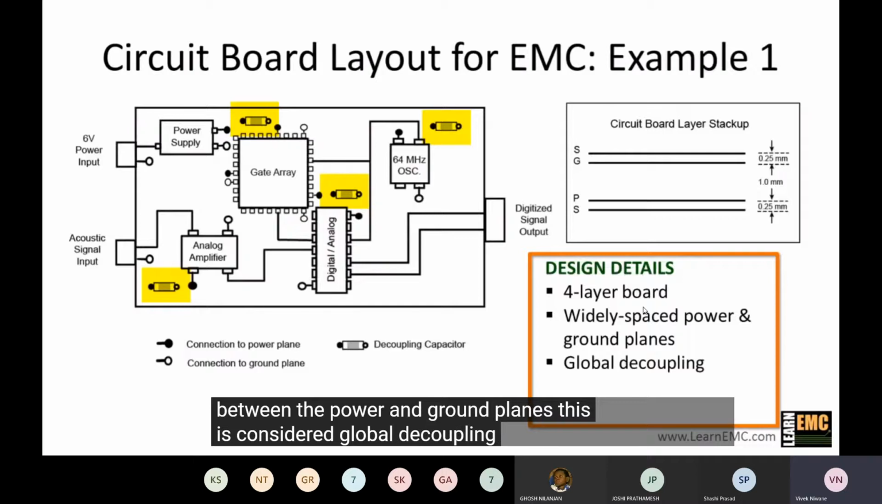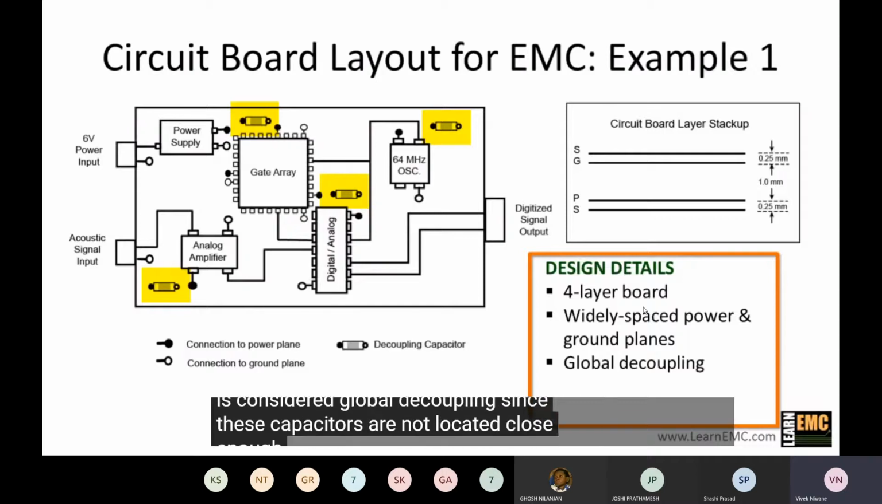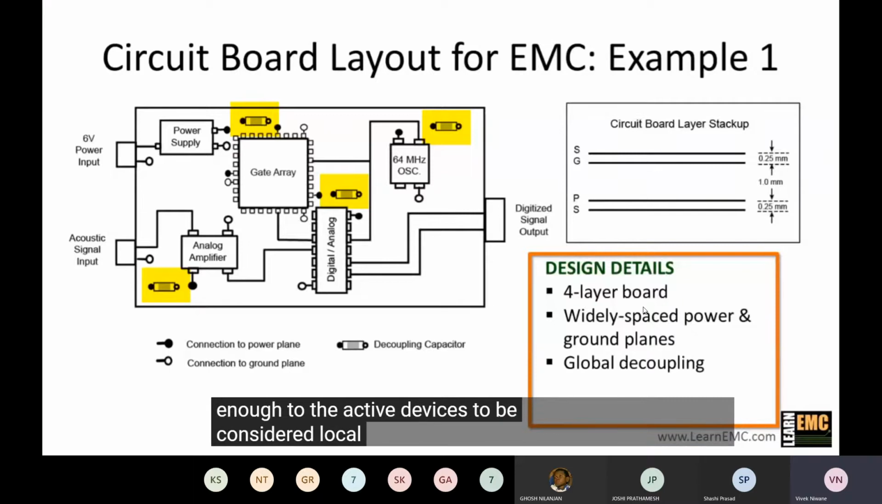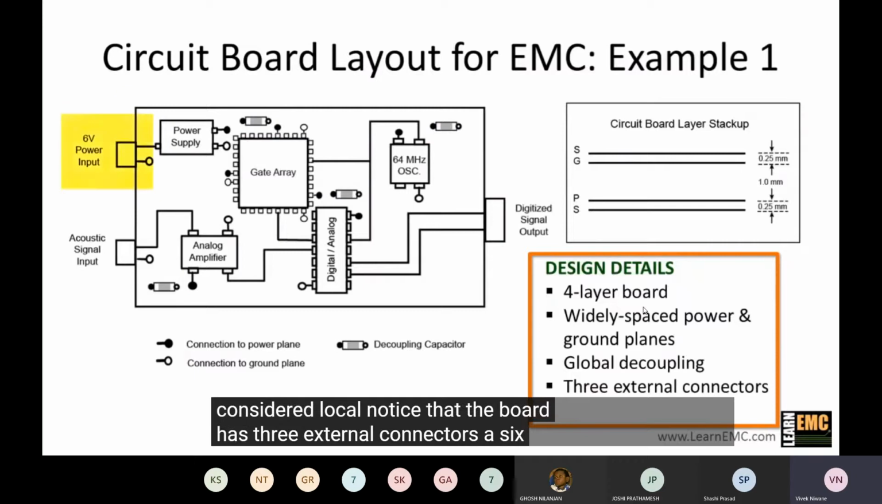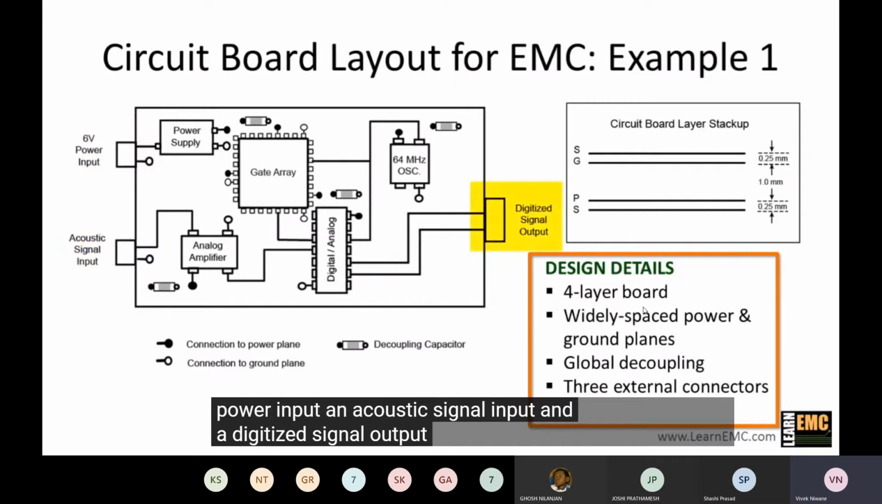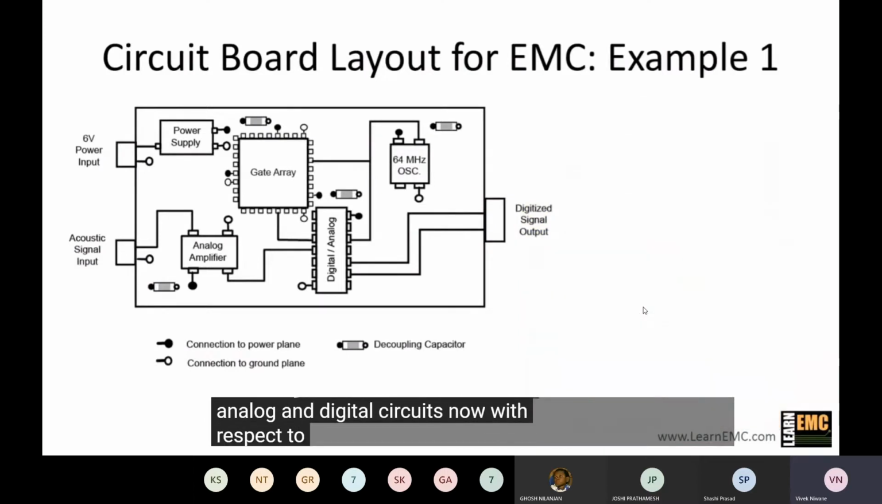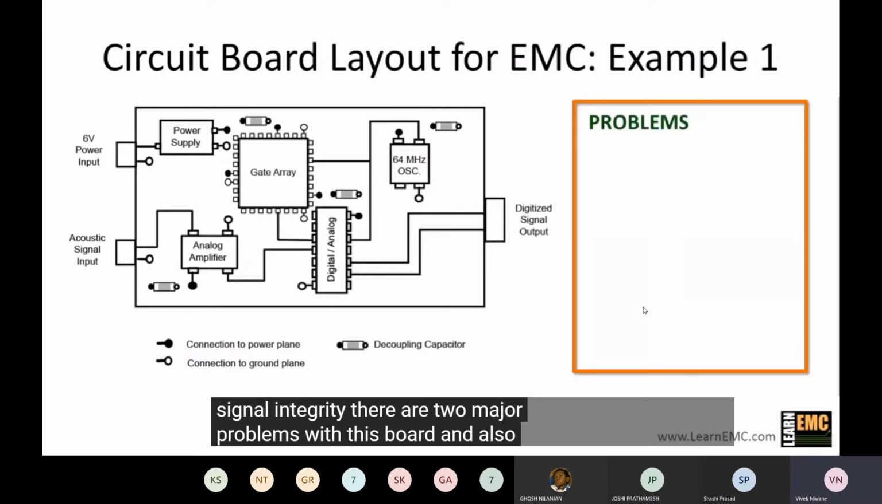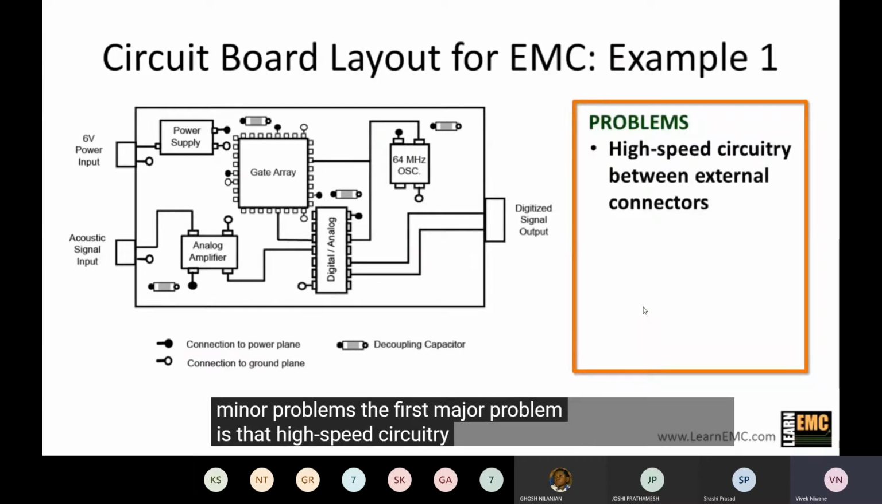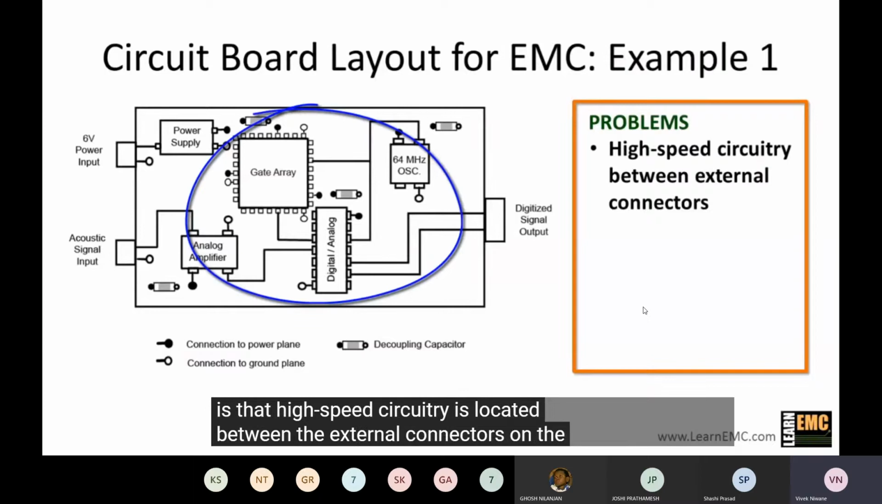This is considered global decoupling since these capacitors are not located close enough to the active devices to be considered local. Notice that the board has 3 external connectors: a 6-volt power input, an acoustic signal input, and a digitized signal output. This is a mixed signal board since it has both analog and digital circuits. Now, with respect to unintended radiation and signal integrity, there are two major problems with this board and also a few minor problems. The first major problem is that high-speed circuitry is located between the external connectors on the board.